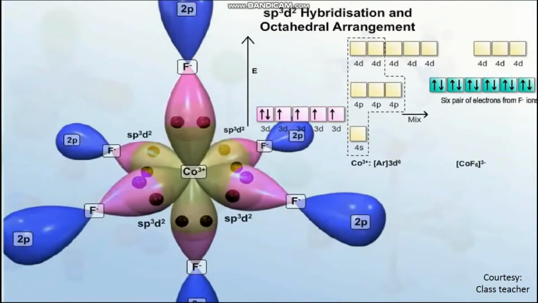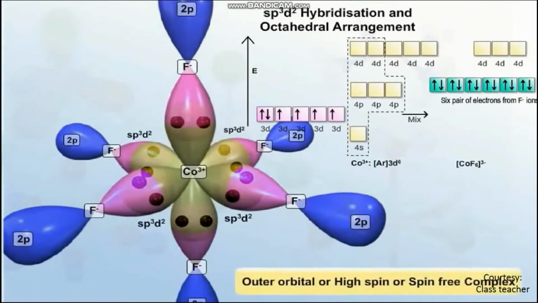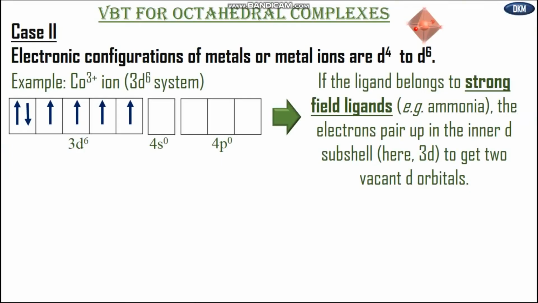The compound is also called as outer orbital or high spin or spin-free complex, as it uses outer 4d orbital for hybridization. Strong field ligands form strong bond with the metal or metal ions. In the case of strong field ligands, total metal ligand bond stability is sufficient to pair up the electrons into inner d subshell to produce 2 vacant inner d orbitals. So in presence of strong field ligands, these two electrons pair up in these orbitals easily, and electronic arrangements look like this.